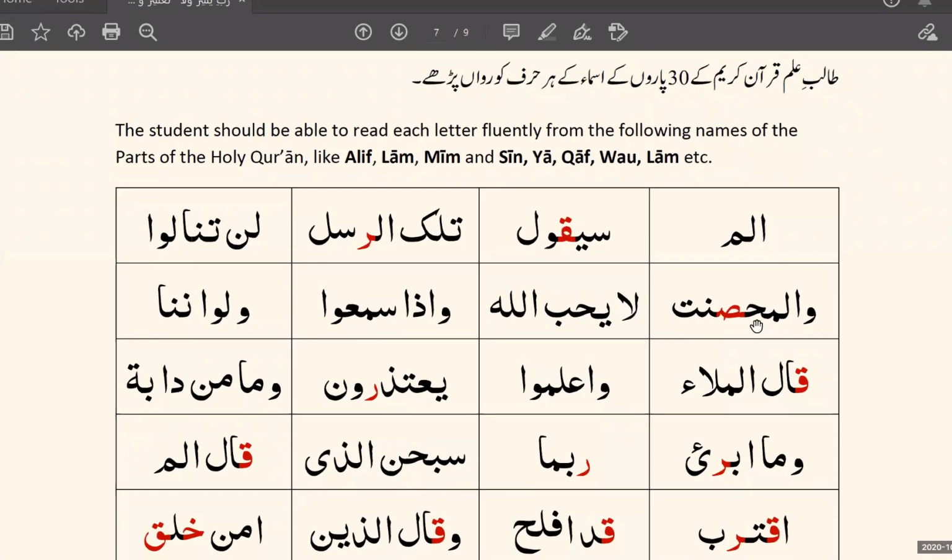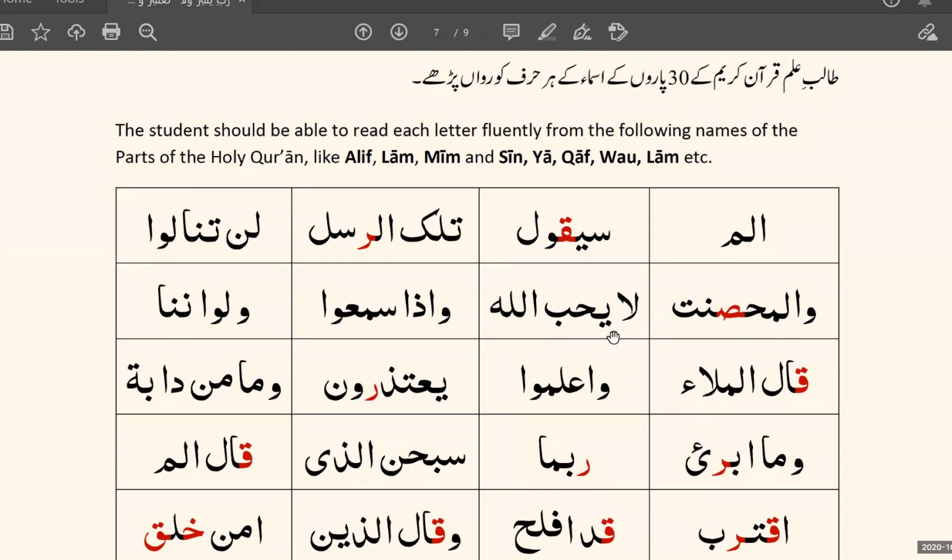Mim. Ha. Why more than two seconds? Ha. Ha. Ha. Sin. Sod. Sod. Noon. Dal. Ta. Dal. Lam. Alif. Ya. Ha.